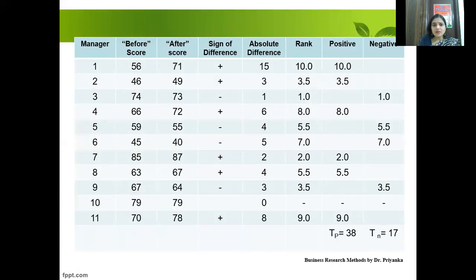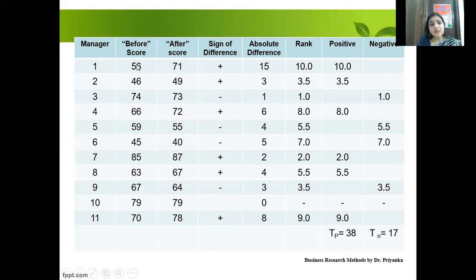So we'll understand it with the help of this example. For example, the managers' scores before were this and after the workshop were this, right? So you'll be calculating the sign of the difference first. What was the sign? Here it is increased, here also increased, decreased, and then increased. If the score has increased, you will assign a plus sign, and if the score has decreased, you will assign a subtraction sign, a negative sign, you can say.